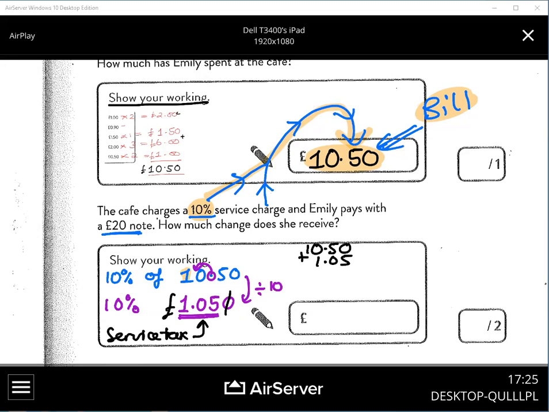So how much is that altogether then? £11.55. And what was the note that you paid with? A £20 note. And so you paid altogether £11.55. So you've got £20 minus £11.55. And what would the answer be? What was your answer?